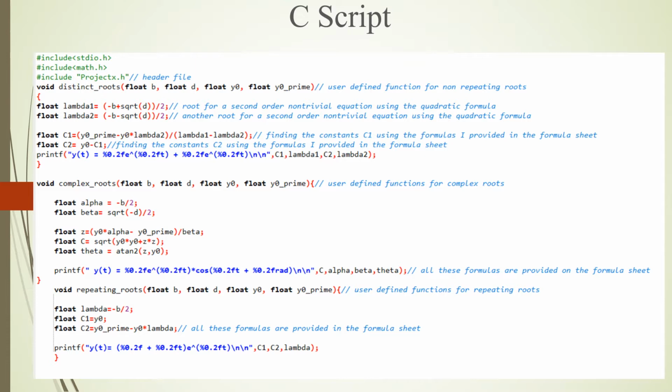From there, we're going to define all 3 user-defined functions. So you have distinct roots: lambda 1, lambda 2, C1, C2. All of these were based off the formula sheet that I provided. The second will be complex roots: the formula for alpha, beta, z, c, theta. The atan2 is basically that 2 is for 2 arguments, which is z and y0. And then the repeating roots.